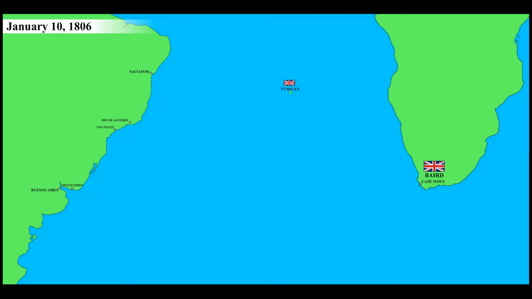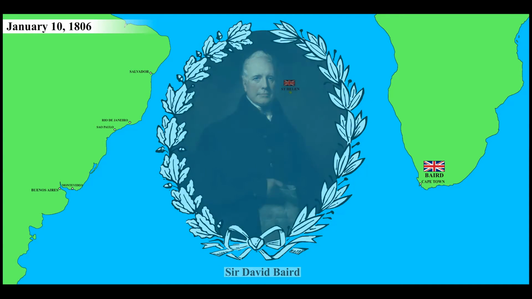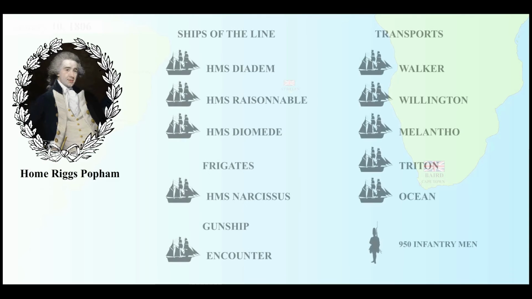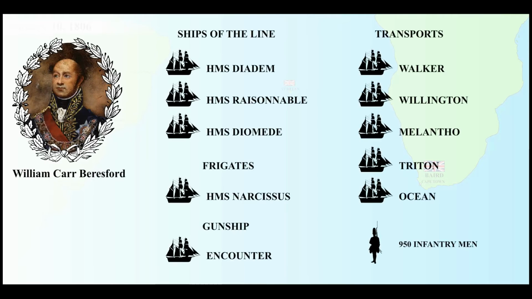To carry on his plan, Popham needed the collaboration of Baird, who commanded the infantry. He refused many times, but eventually accepted in April, after the promise of an easy victory and great booty. For the campaign, a small expeditionary force was assembled. Commanded by the Commodore himself and Lieutenant General William Carr Beresford, the fleet had 3 ships of the line, a frigate, a gunship, and 5 transports carrying 950 infantry troops.